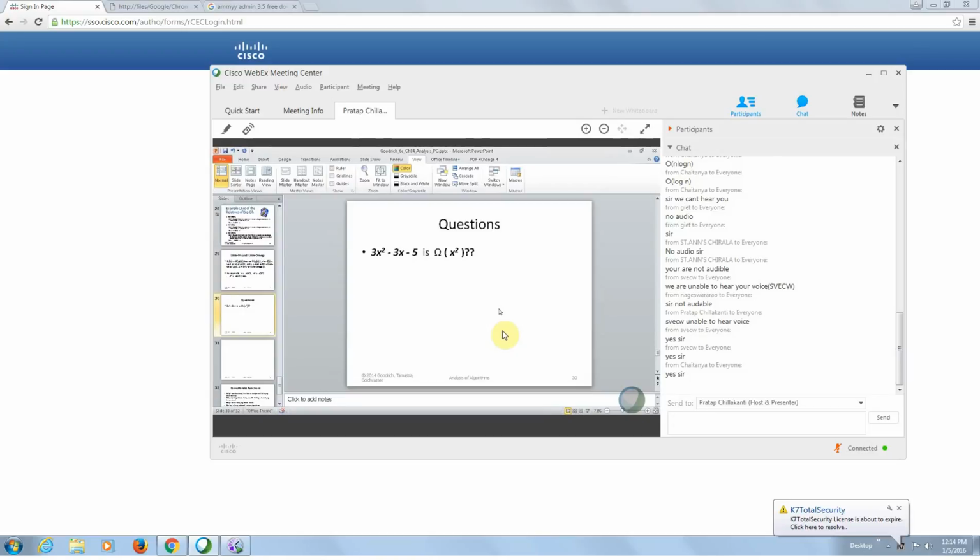So here is a small question for you to ponder. 3x squared minus 3x minus 5 is omega of x squared. Yes or no? Somebody can put it in chat or somebody can talk about it.